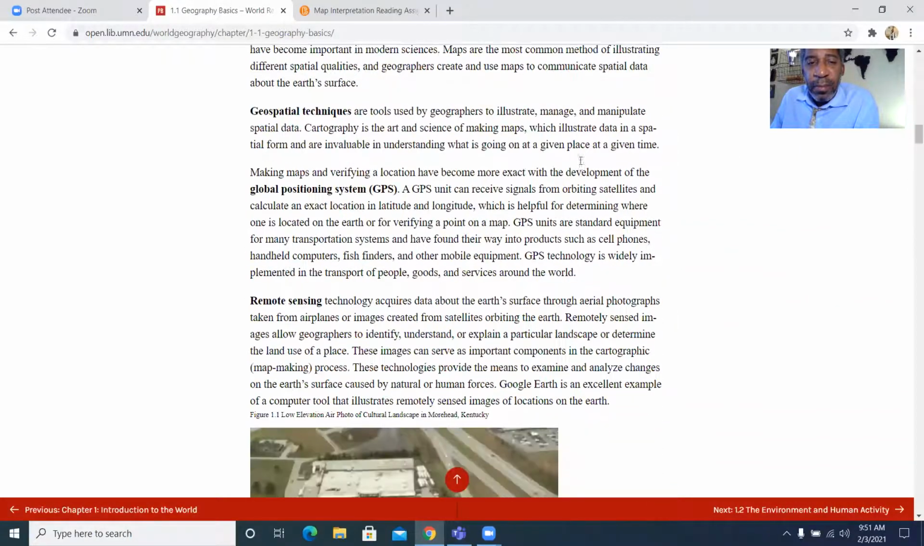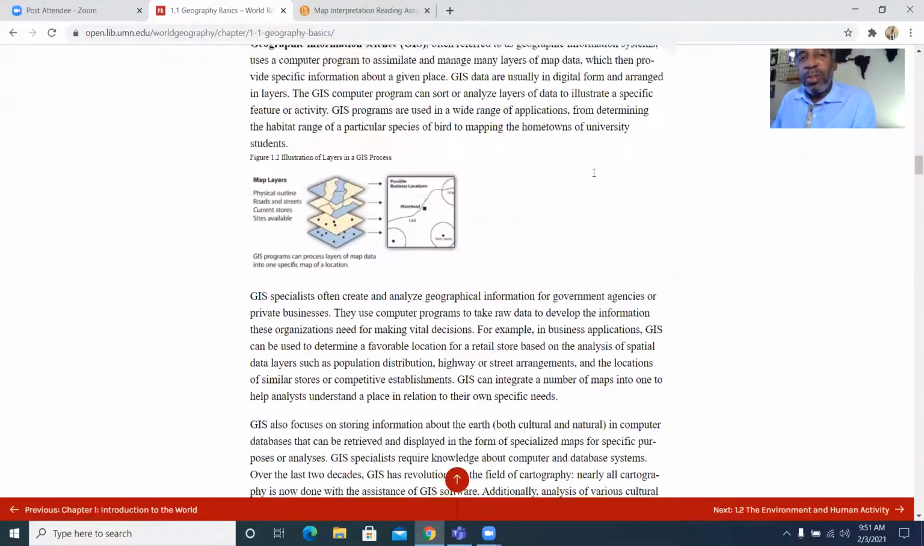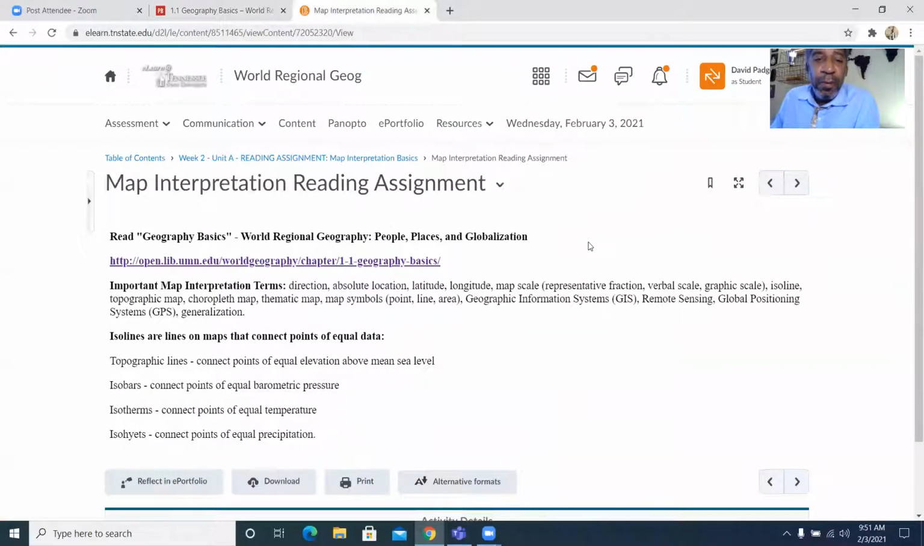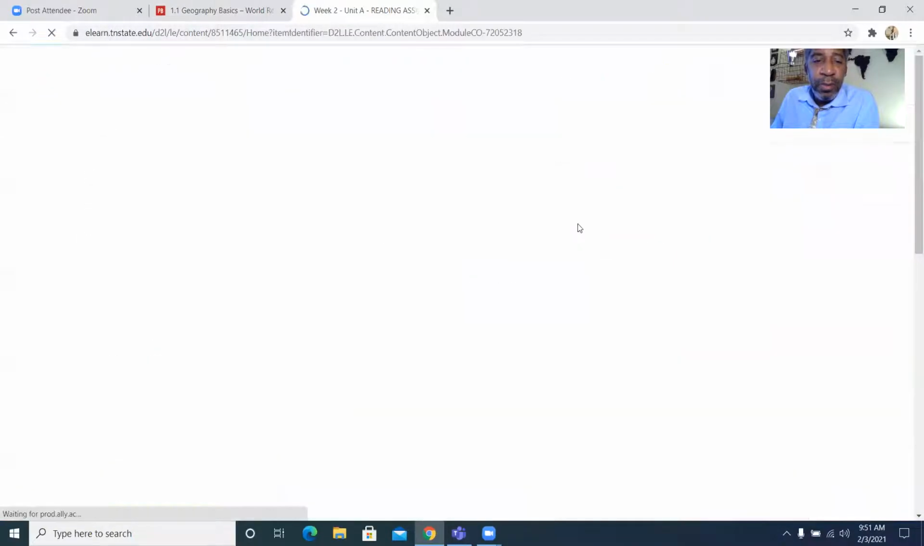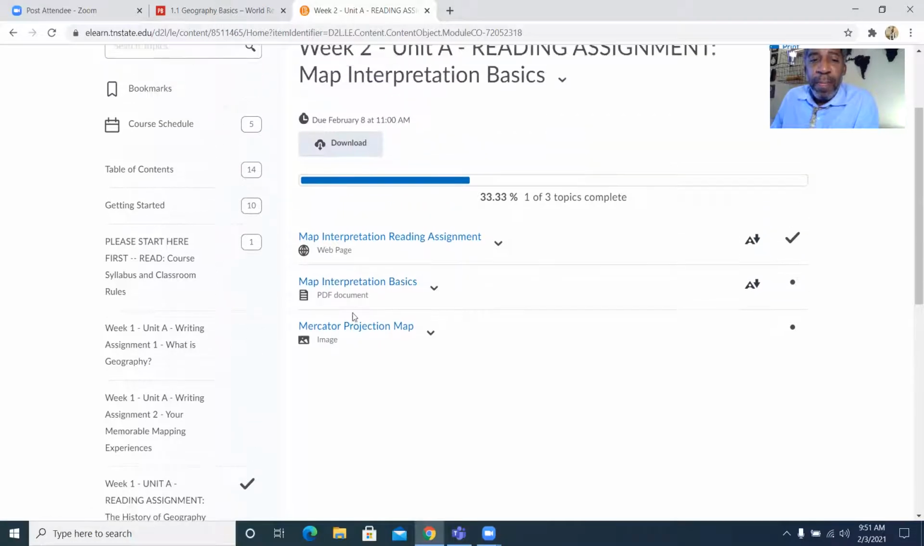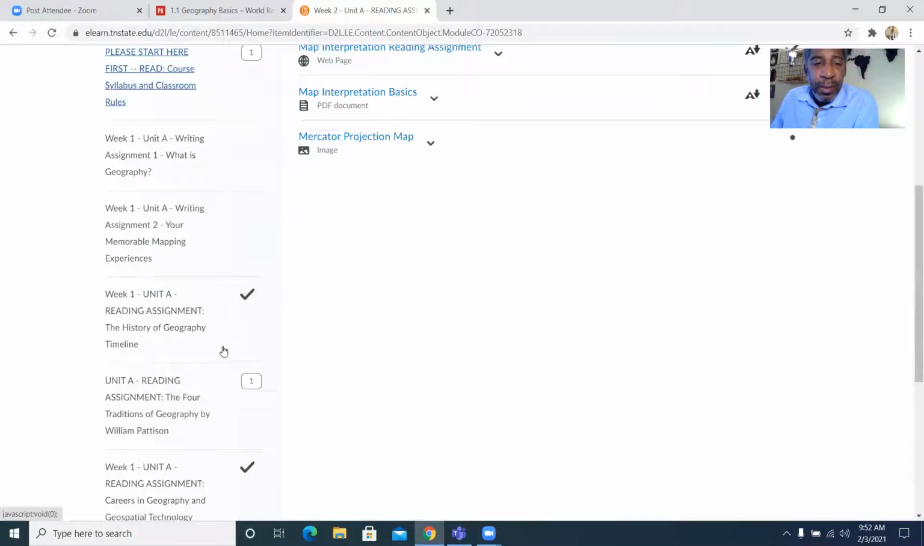Cartography and GPS, remote sensing. I've talked about all those earlier, but here you have them in a format that's much easier for you to understand. Of course, map interpretation basics is another reading assignment that you should complete before next Monday.